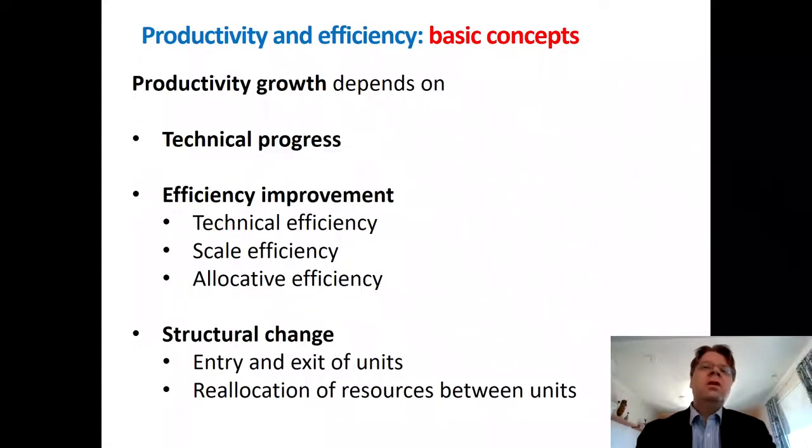is to use this kind of conceptual distinction. So if you think about the overall productivity growth, and remember, productivity I defined as the ratio between output and input. However, that ratio is then more practically operationalized, but it's basically the ratio of output to input. So this ratio, the level of it, and also the growth over time, depends on three types of factors. One is the technical progress.